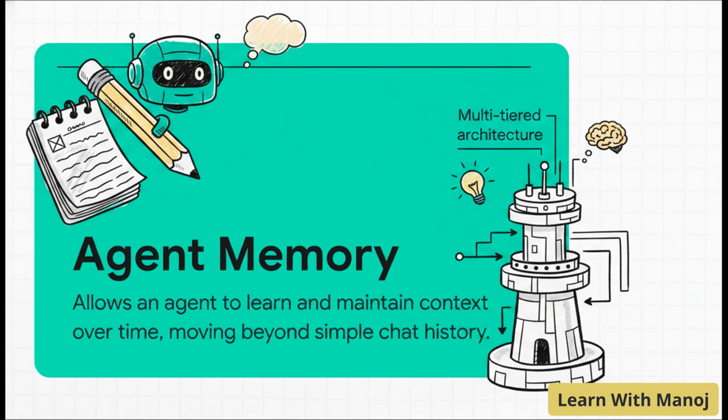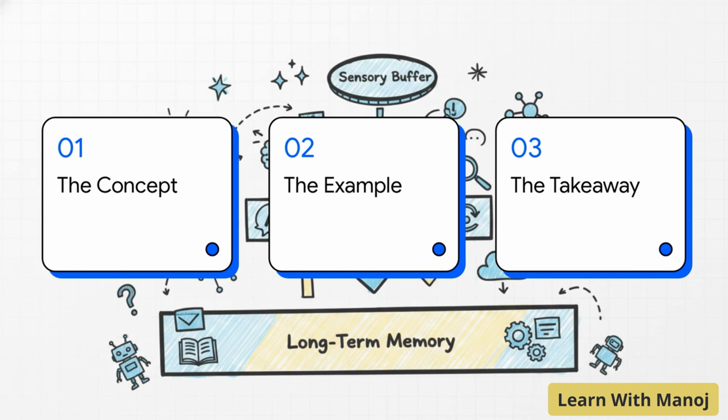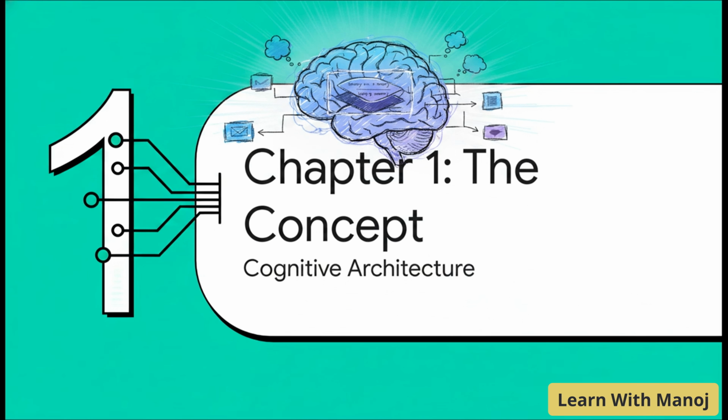To keep things crystal clear, we've broken our time into 3 distinct chapters. First, Chapter 1, the concept. Then, Chapter 2, the example. And finally, Chapter 3, the takeaway. Okay, let's dive into this.